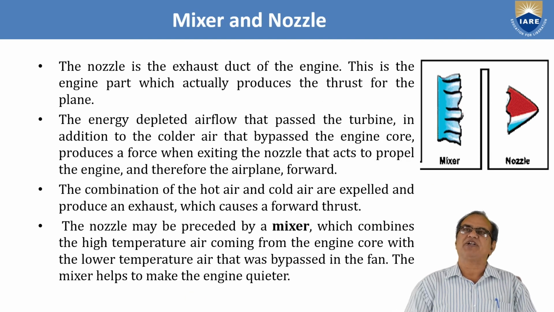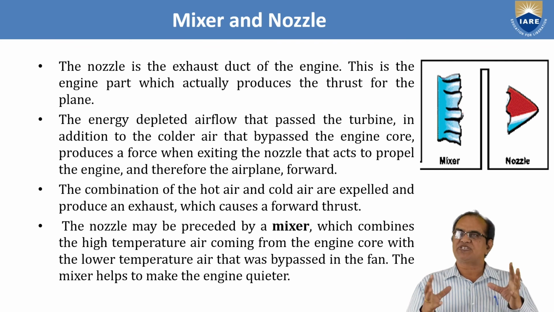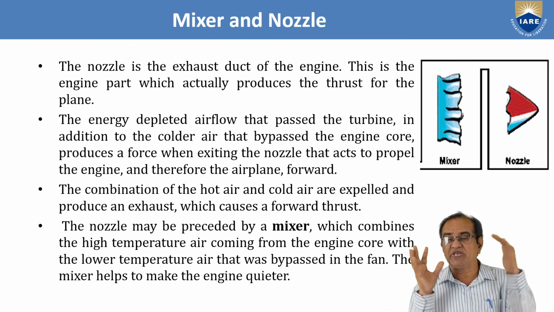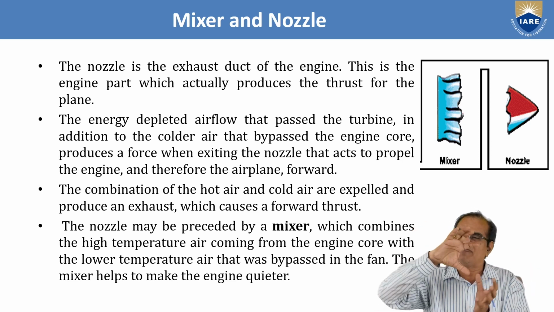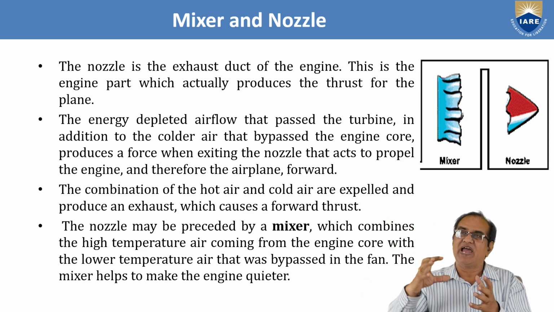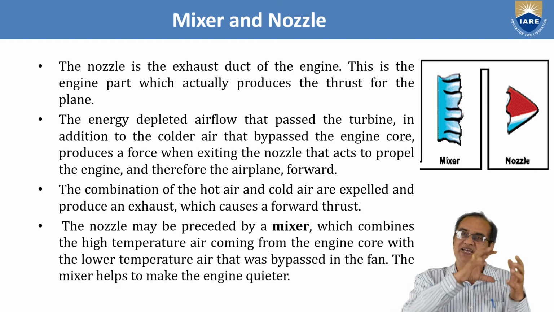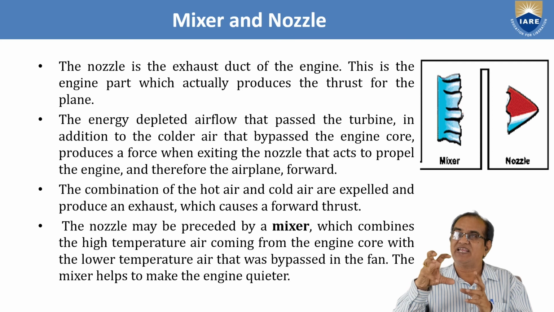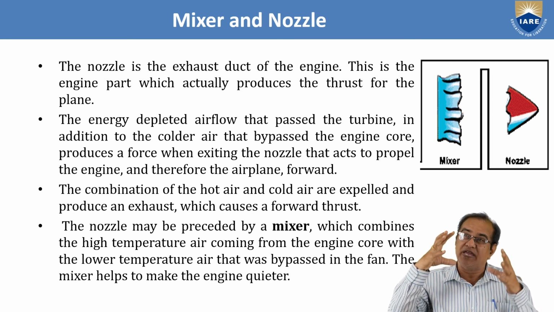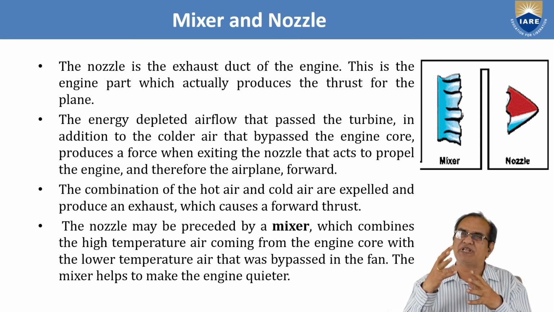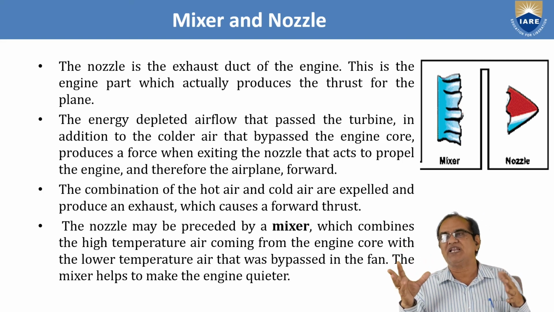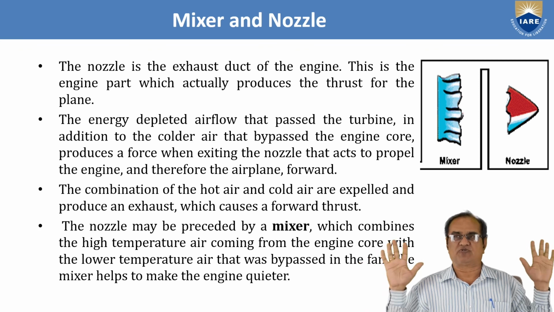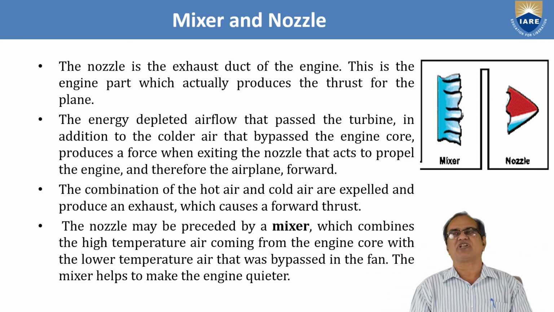Next very important part is the mixer and the nozzle. This mixer and nozzle is fitted after the turbine. The mixer mixes the cool air coming from the bypass of the fan and the hot air from the core of the engine. Both have to be mixed properly, and then this will give a medium temperature, and the pressure will enter the nozzle, and in the nozzle it will be further expanded and the thrust will be produced.